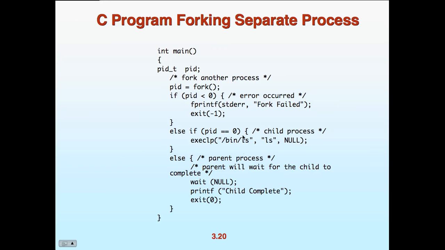So the code is pretty simple. It's just checking on the process ID. If it's less than 0, we have an error, and we print out fork failed. If it isn't, we print out a child. The child is going to be used, and this is used instead of the fork.